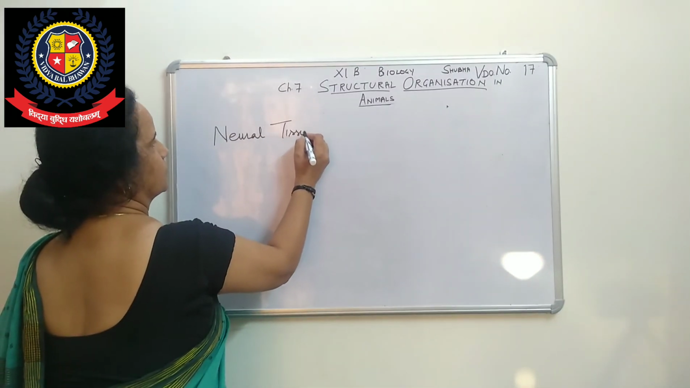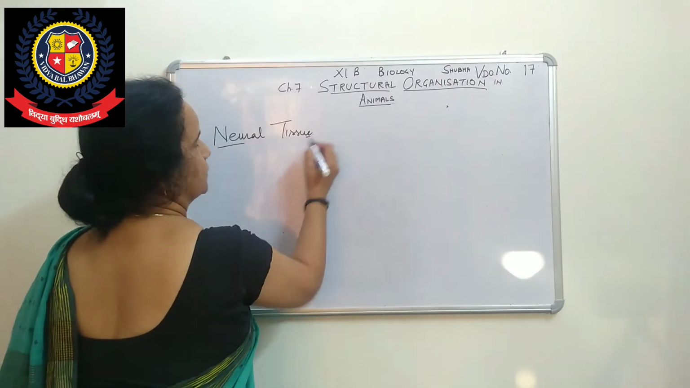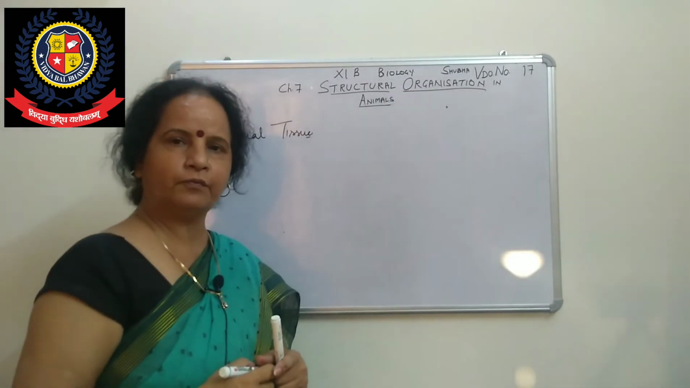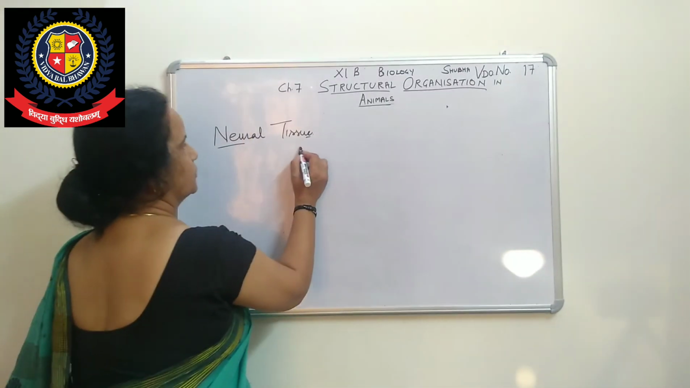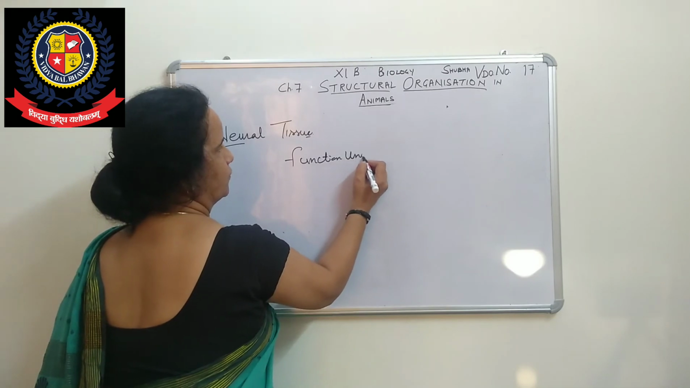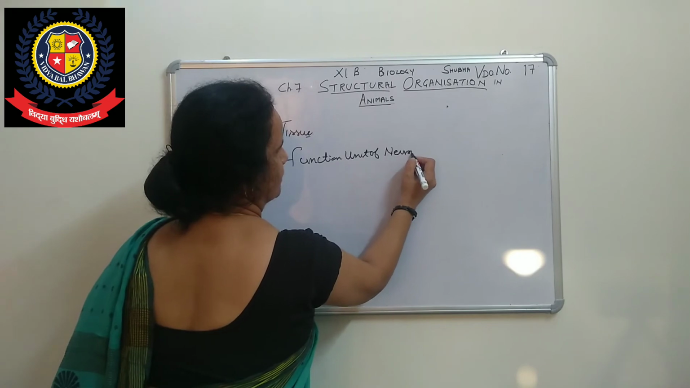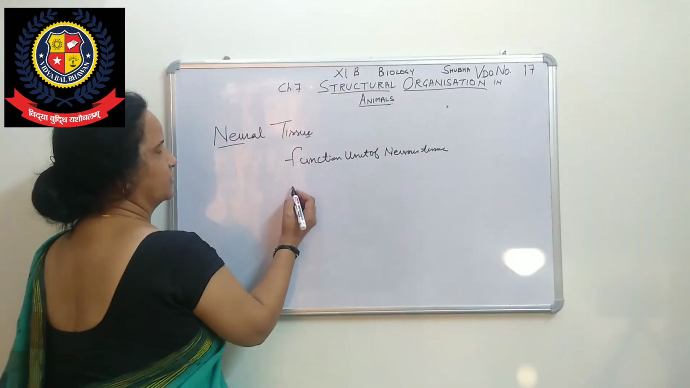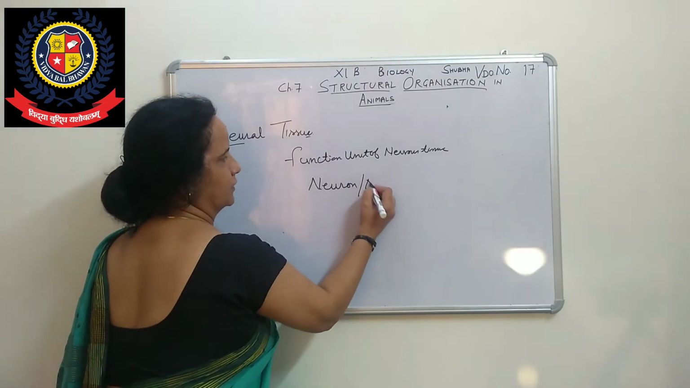tissue, also called nervous tissue, right? That tissue is made up of neurons or nerve cells, also called the functional unit of the nervous system or nervous tissue. That is, what is it? Neuron, also called nerve cell.